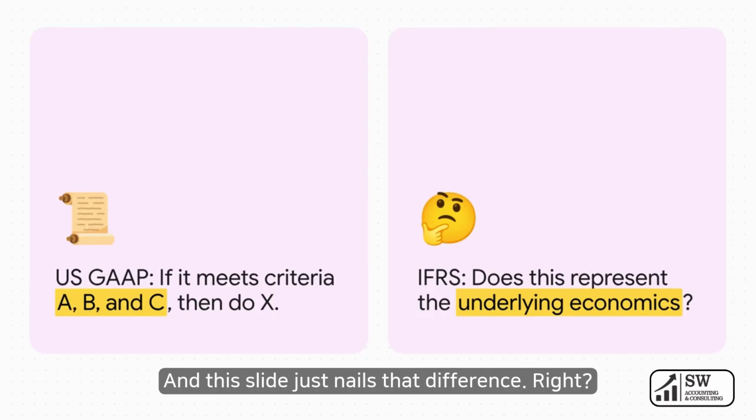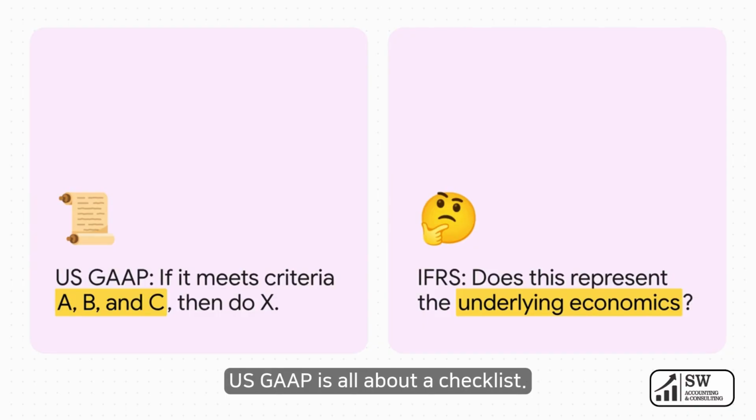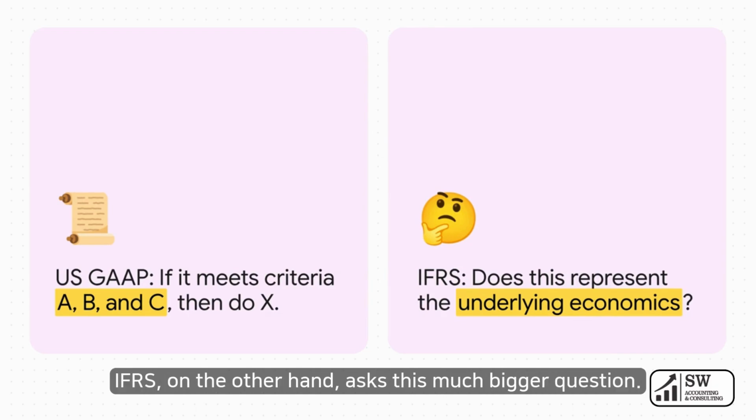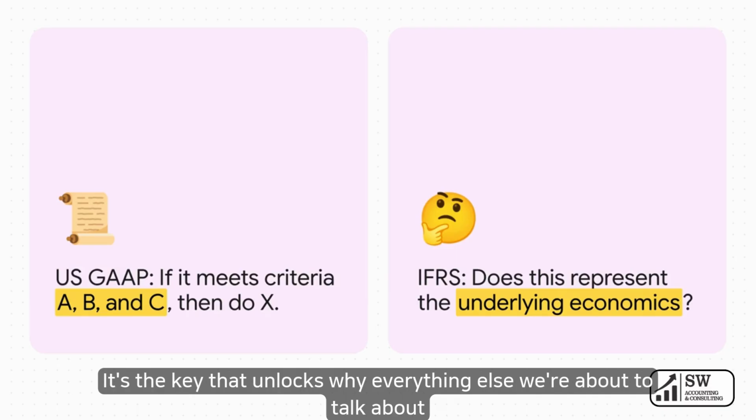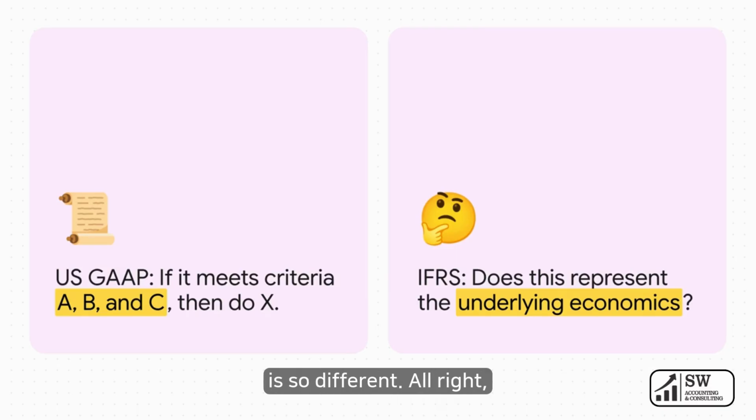And this slide just nails that difference, right? US GAAP is all about a checklist. Did you meet criteria A, B, and C? Okay, then do X. It's very black and white. IFRS, on the other hand, asks this much bigger question. Does what you're doing actually show what's happening with the money? This split, this rules versus principles thing, is not just some boring theory. It's the key that unlocks why everything else we're about to talk about is so different.